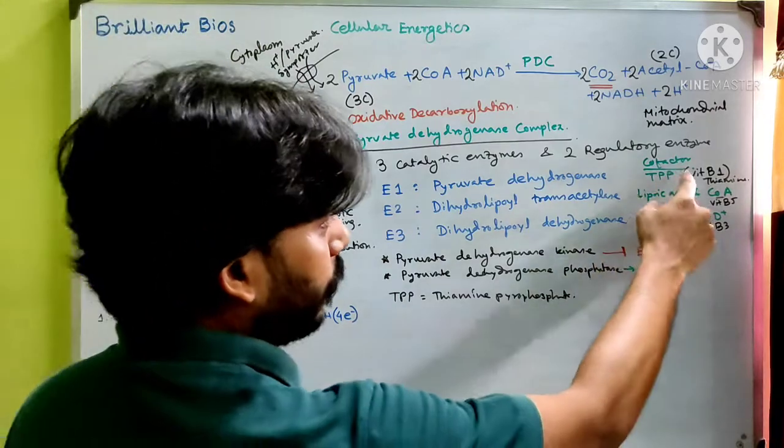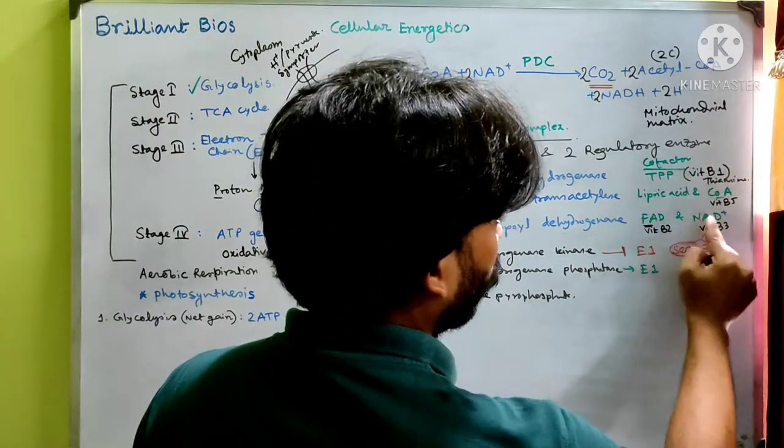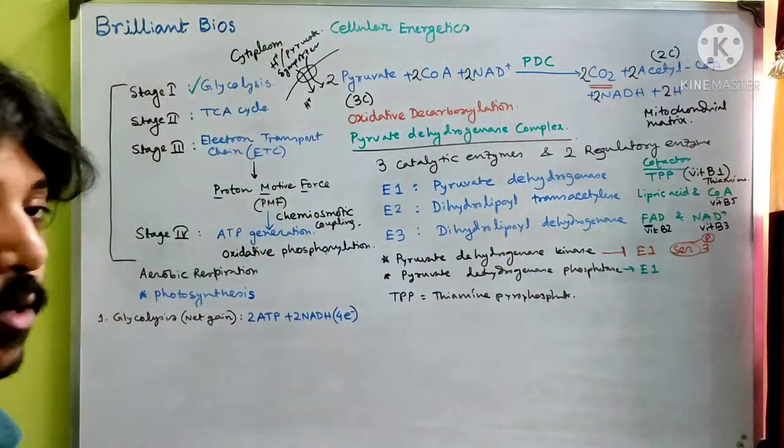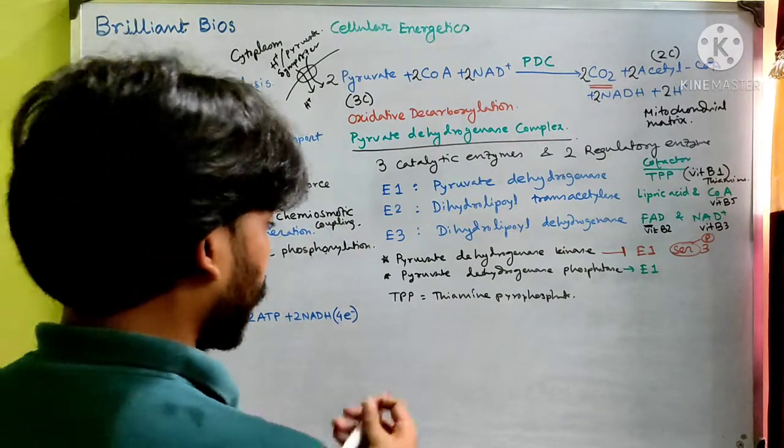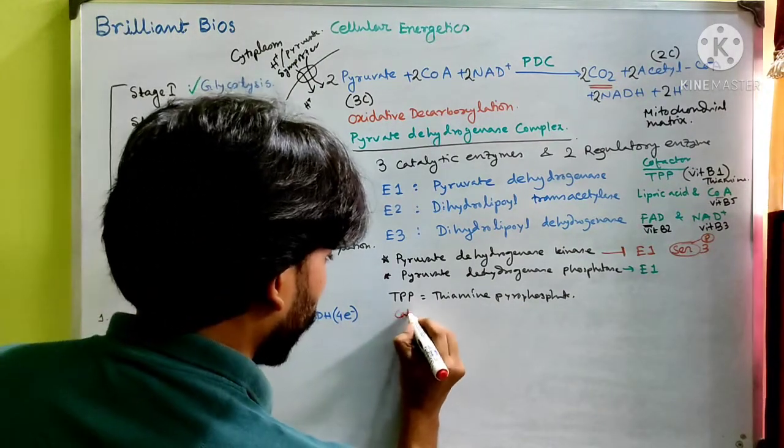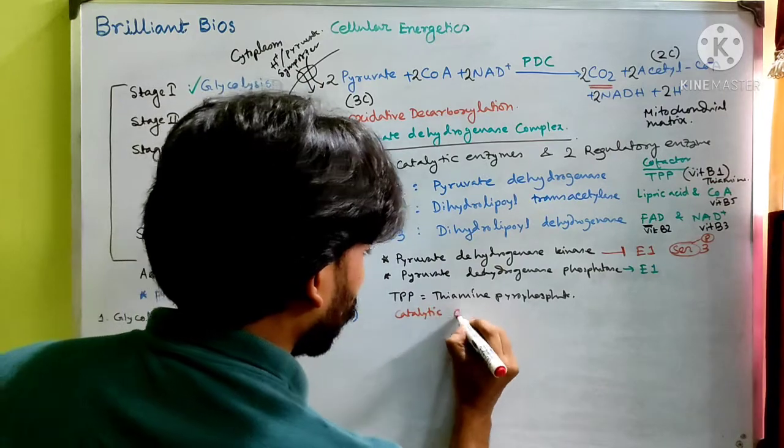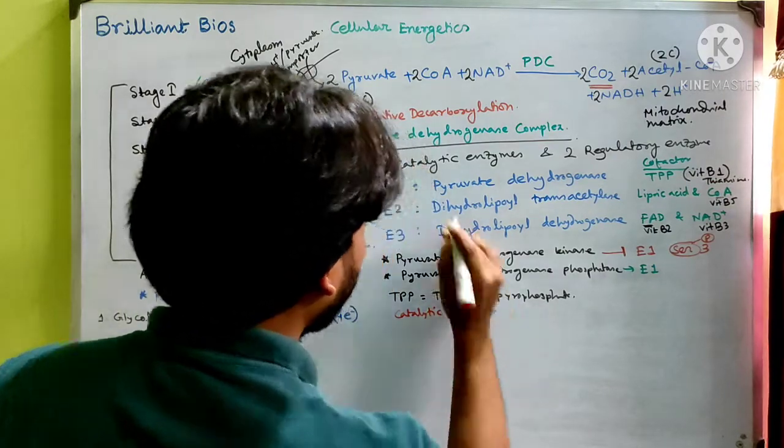Okay, now the 5 cofactors, 1, 2, 3, 4, 5. These 5 cofactors can also be categorized. One is called catalytic cofactor, that is associated with the enzyme.